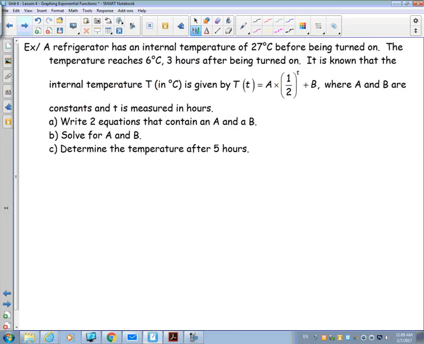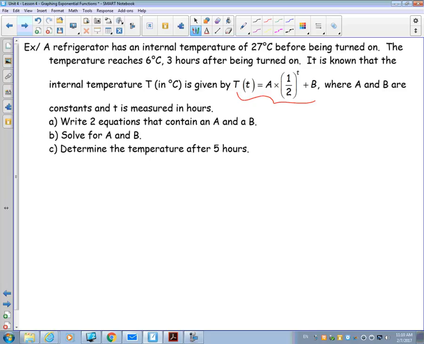Okay, last one. A refrigerator has an internal temperature of 27 degrees Celsius before being turned on. The temperature reaches 6 degrees Celsius 3 hours after we turned it on. It's known that its temperature is given by this equation, where A and B are constants, they're numbers, and time is measured in hours. And I want to figure out two equations that contain an A and a B.